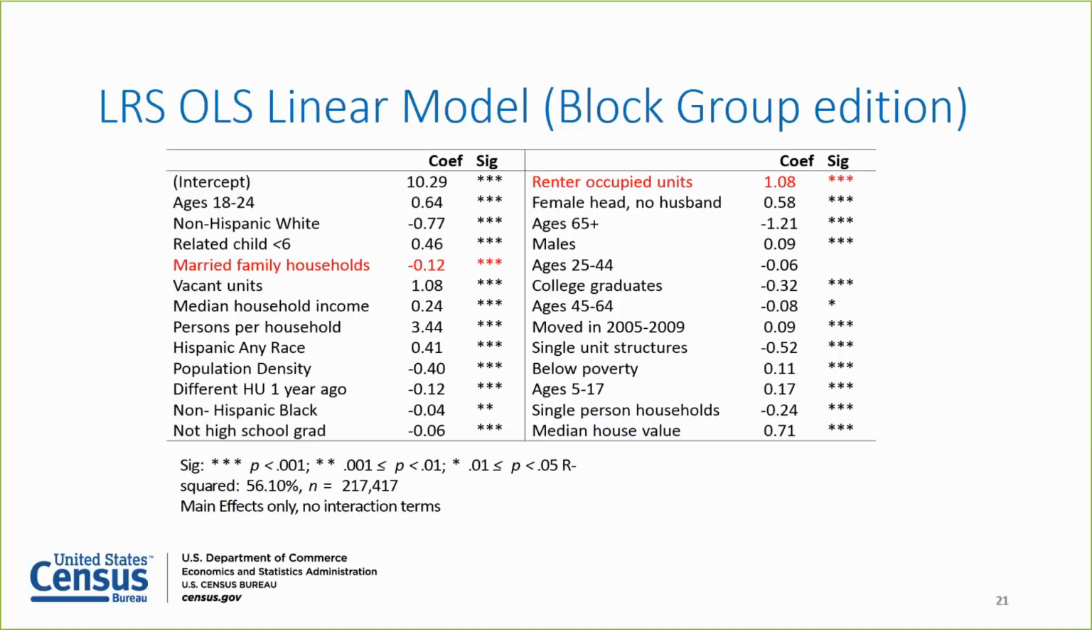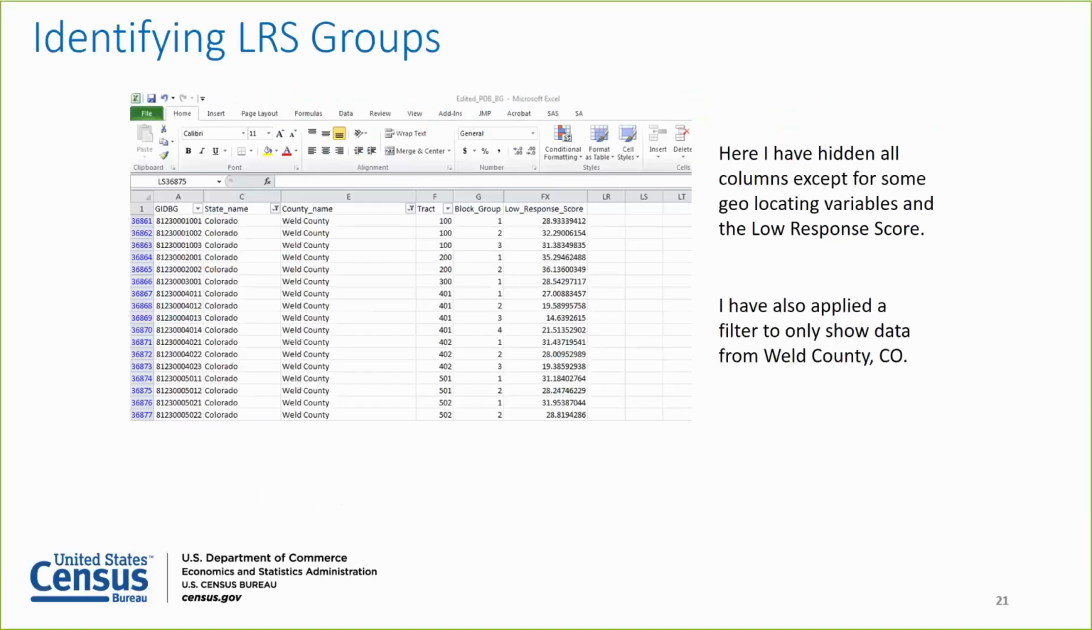These are some of the variables that we're using to predict 2020 self-response: age, married family households, renter-occupied units. You can see that the higher the percentage of married family households in the tract, that's negatively associated, so non-response goes down if there are more married households. However, if there are more renter-occupied units, the predicted non-response percentage goes up. And that's what we would expect.